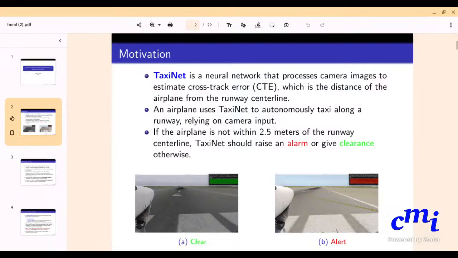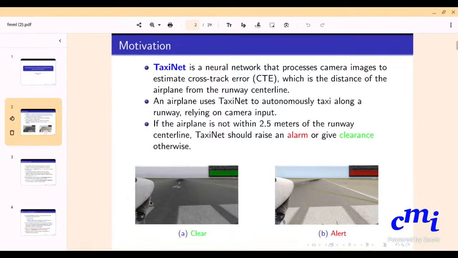TaxiNet is a neural network that analyzes the images and gives some decision, maybe tries to alert the airplane of some danger or just gives some clearance. So it basically gives a classification. And the airplane now uses some kind of module to test if that classification can be trusted. As we can see in this picture, there is a clear image that has been given clearance, highlighted by green, and there is some image that has been classified as alert.